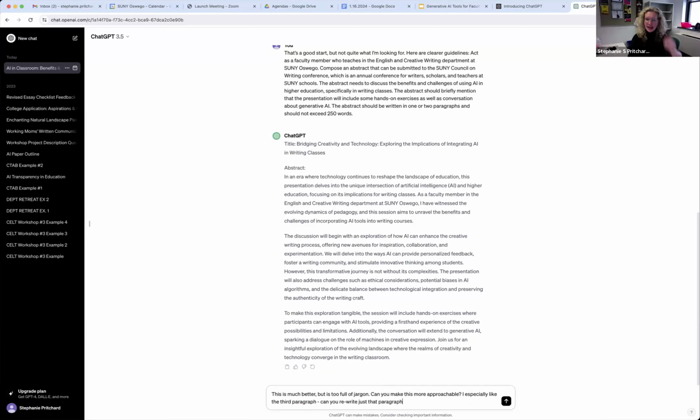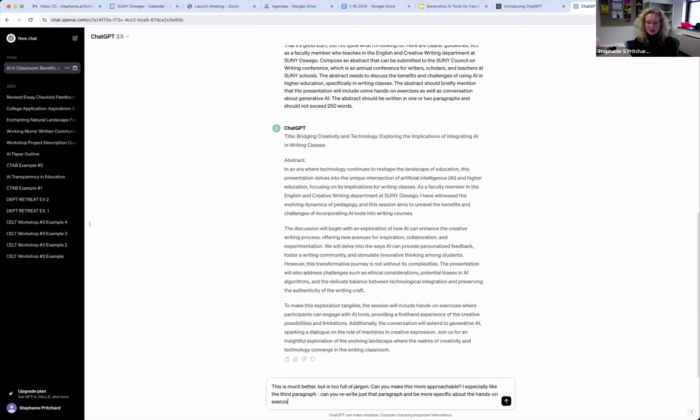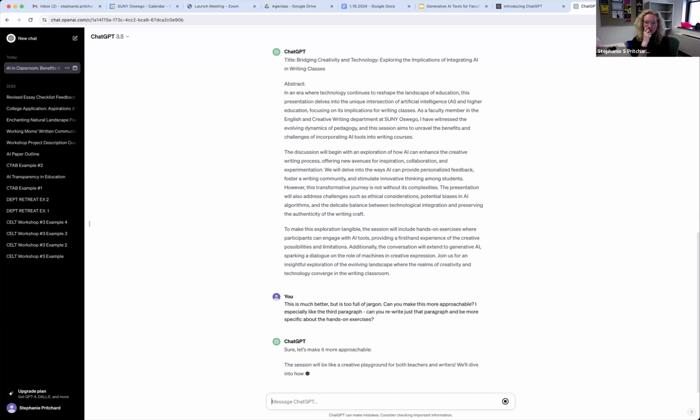All right, so I said, this is much better, but too full of jargon. Can you make this more approachable? I especially like the 3rd paragraph. Can you rewrite just that paragraph and be more specific about the hands-on exercises? Let's see what it does, and then we'll move on after this.